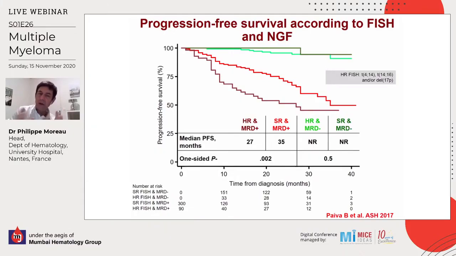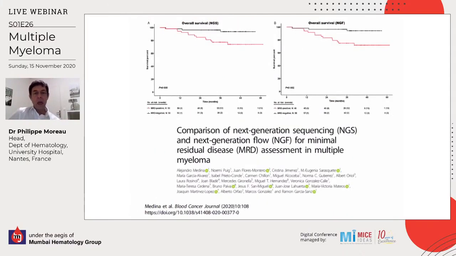So there is here a question mark that, in my opinion, still remains to be discussed. Do patients with high-risk cytogenetics reaching MRD negativity have the same outcome as compared with patients with standard risk? That we don't know exactly. According to the French group, the outcome is not identical. According to the Spanish group, the outcome is identical.